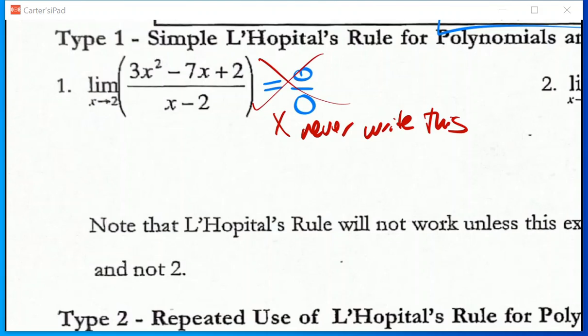You will automatically lose the points from me and on the AP exam. Okay, because 0 over 0 is not a thing. You can't say it. Here's what we need to write. In order to use L'Hopital's rule, we need to write the limit of the top equals 0 and the limit of the bottom equals 0.